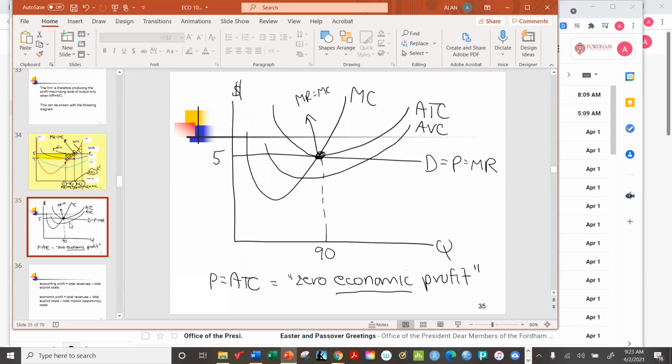So with that being said, what we'd like to be able to do is take a look at some of these cost curves and figure out what kind of profits we're making in different situations. Like here, for example, I brought together all the cost curves and the demand curve when the price is 5 and the quantity is 90. And if you notice at this point, not only does MR equal MC, but the price also equals the average total cost.